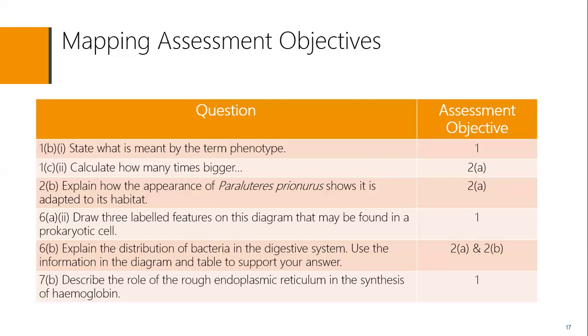The final question, now you were a bit more varied in what you thought about this. Describe the role of the rough endoplasmic reticulum in the synthesis of hemoglobin. This is a straightforward application of biological knowledge. It is taken from the specification, so therefore the assessment objective is AO1.